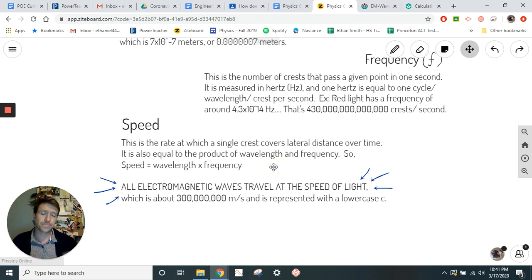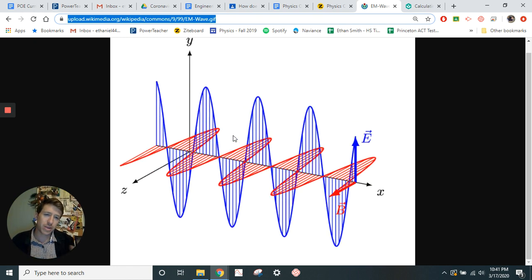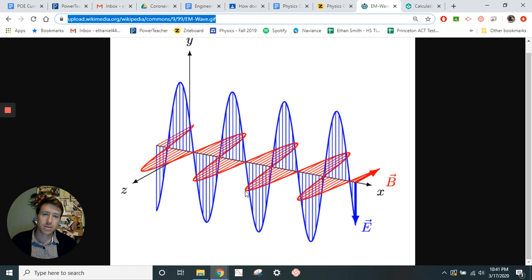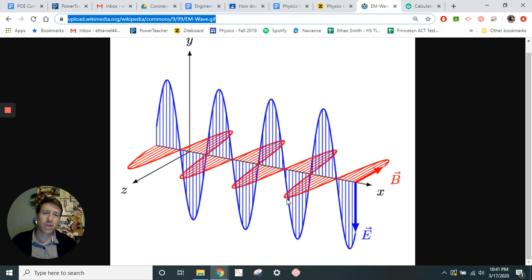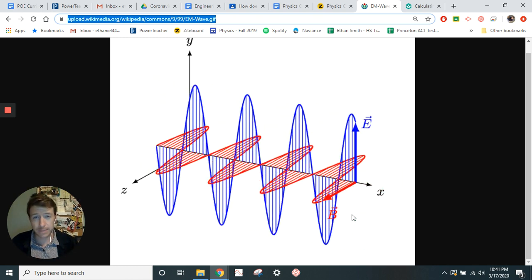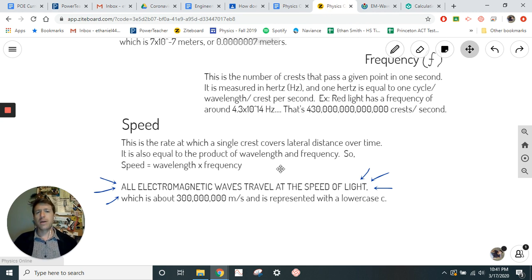And that brings us to our last piece that you guys for sure need to know for waves, which is the speed. And this is the rate at which a single crest covers lateral distance over time. Also think of this as the rate at which the wave itself is moving or propagating. So if we go to an animated wave here, the speed would be the rate at which this point here, that crest, is traveling through space. So let's say it's going 1 meter per second, and that would be the speed of that wave.